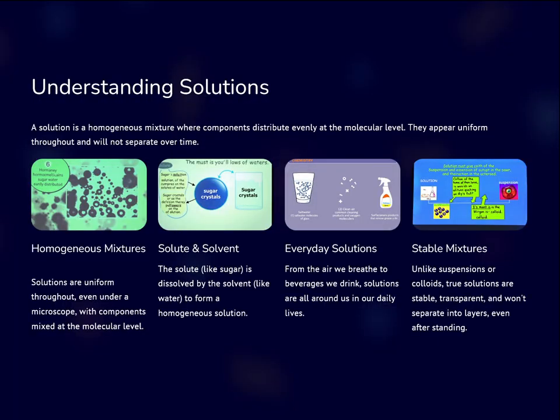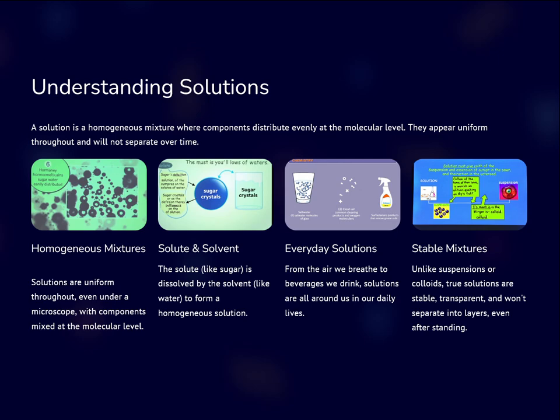Let's begin by defining a solution. In chemistry, a solution is a homogeneous mixture, meaning that it has the same composition throughout. When a substance is completely dissolved, its particles are distributed evenly at the molecular level.